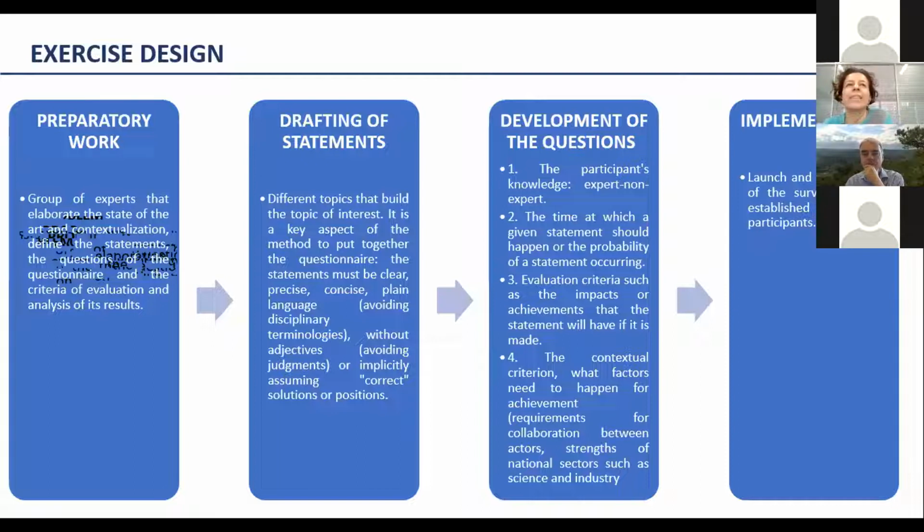The Delphi technique says we are looking for consensus. For us, the more important thing is looking for dissent, because dissent is information that gives us variables to build the scenarios afterwards. The scenarios are built with the dissent information, the dissent variables, and different results. It depends too on why I need this consultation or exercise.